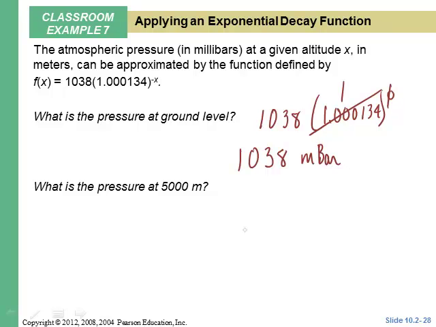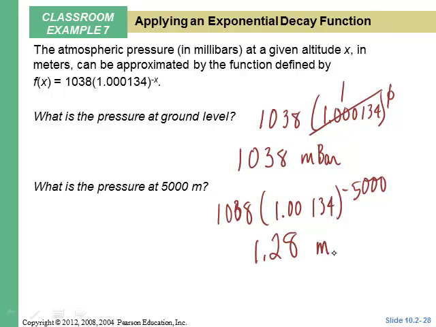At 5,000 meters, 1038 times 1.00134 to the negative 5,000. So 1038 times 1.00134 to the negative 5,000, and it comes up with 1.28 millibars, which is not very much pressure. In fact, at 5,000 meters, there is very little pressure compared to at ground level.